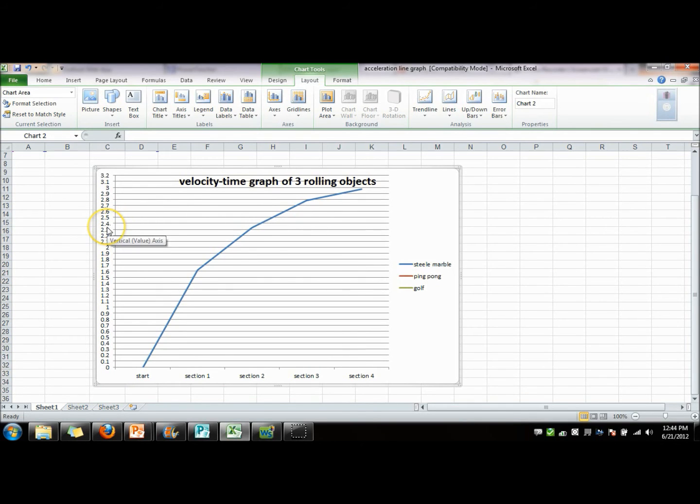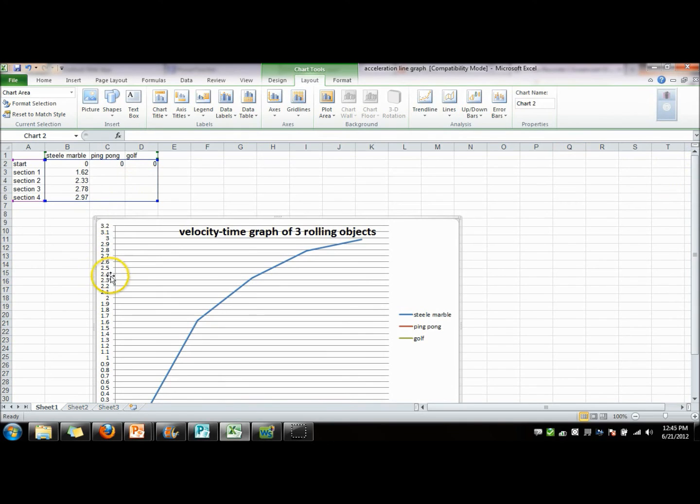Okay, we do not have a title for this information, however. What does this represent? From 0 to 3.2, what are we looking at here? That's right, this is the speed, since that's what we typed in to our data table at the top of the chart. This is our speed.